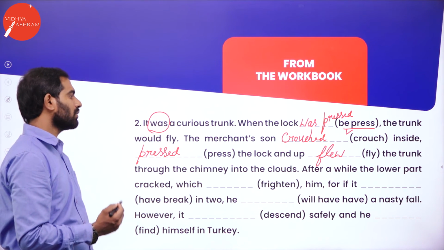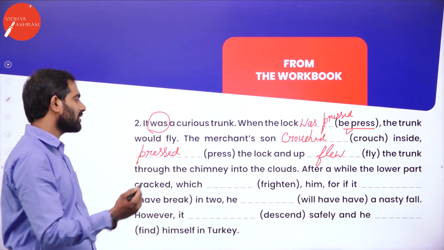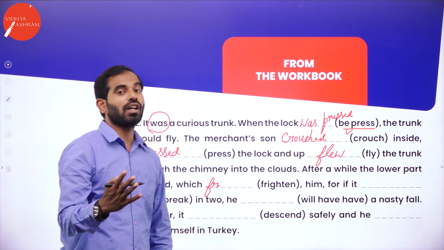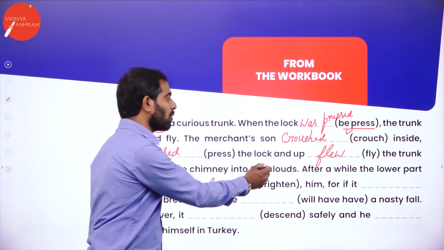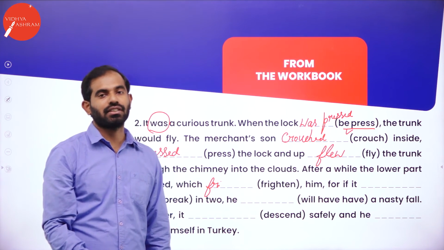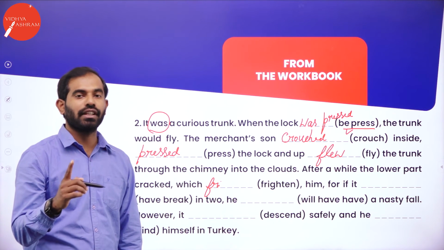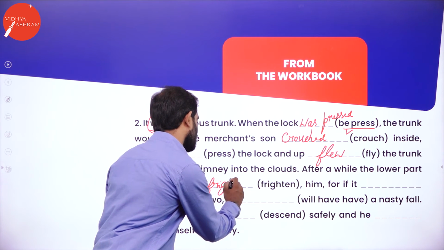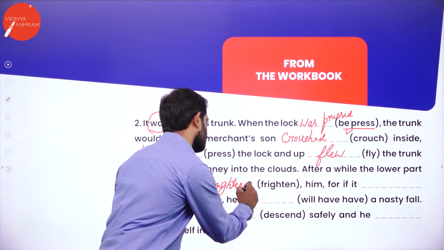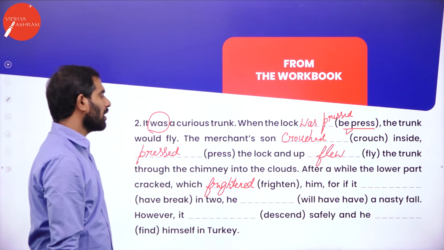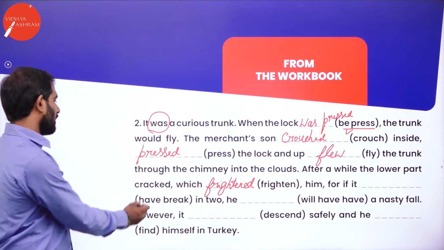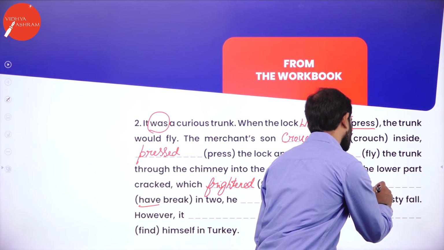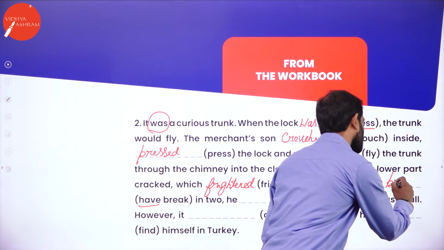After a while, the lower part cracked, which frightened him. No need to use auxiliary verbs in the examination if there are no auxiliary verbs given in the brackets. Don't use unnecessary auxiliary verbs while answering the question. Frightened him, for if it, have becomes had. If it had, break becomes broken.